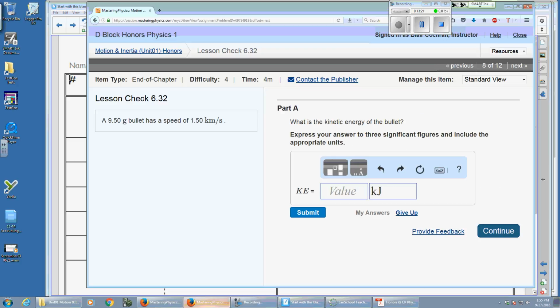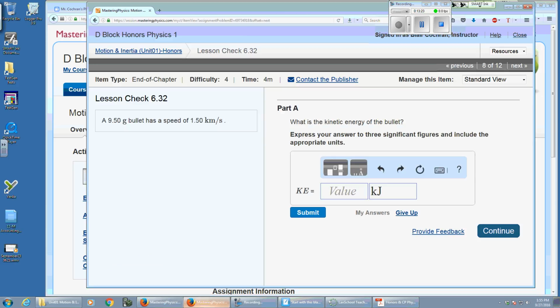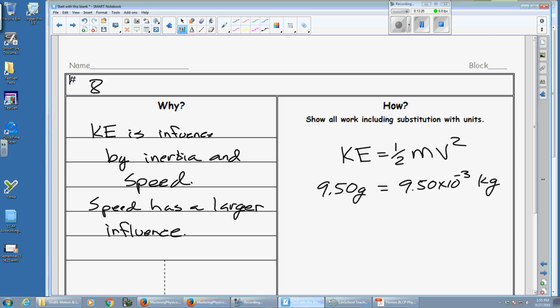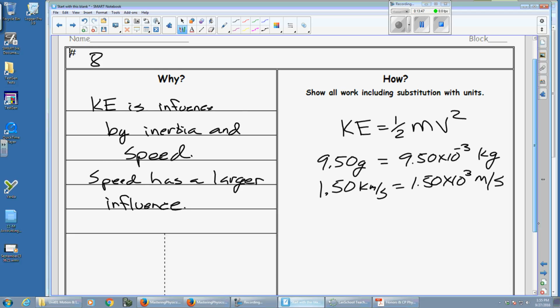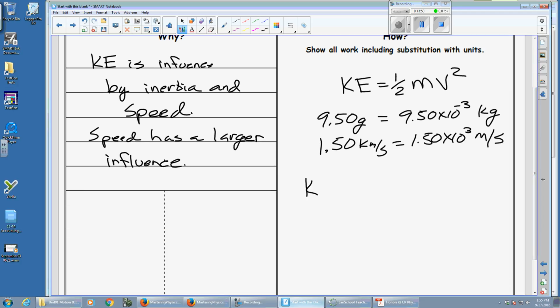And 1.50 kilometers per second equals 1.50 times 10 to the third meters per second. Good. And now it's plugging in and hope my calculator works. Equals 1/2 times 9.